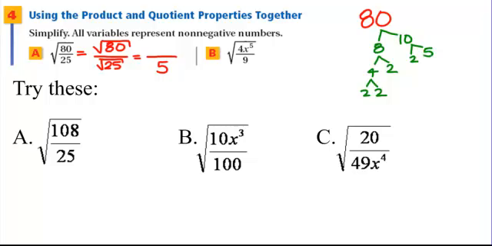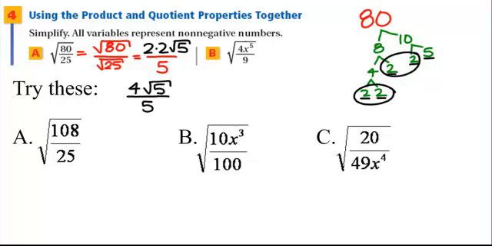And then if we look at all of our numbers on the end, remember you need a friend to leave. So these two 2's can leave together, and these two 2's can leave together. But that 5 doesn't have any friends, so he has to stay on the inside. So we took out one group of 2 times another group of 2, and then we still have 5 inside the square root. So we would simplify that outside to 4 root 5, all divided by 5.